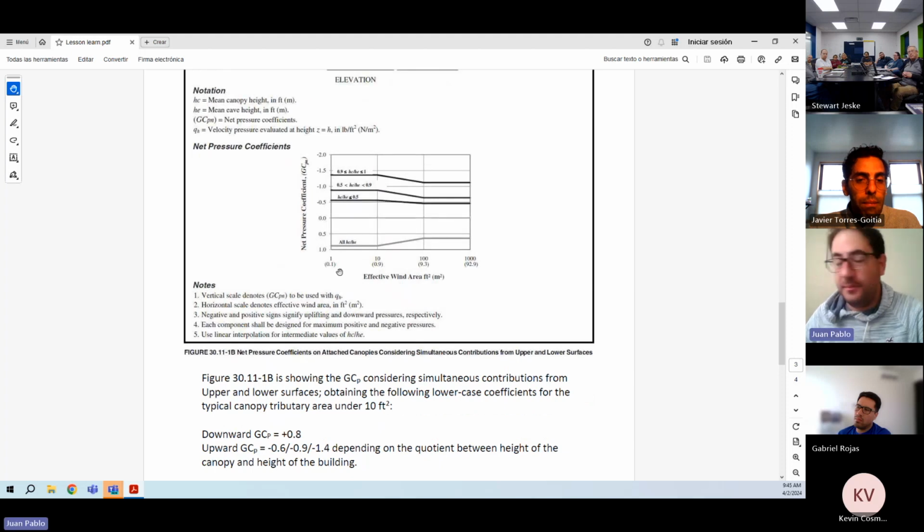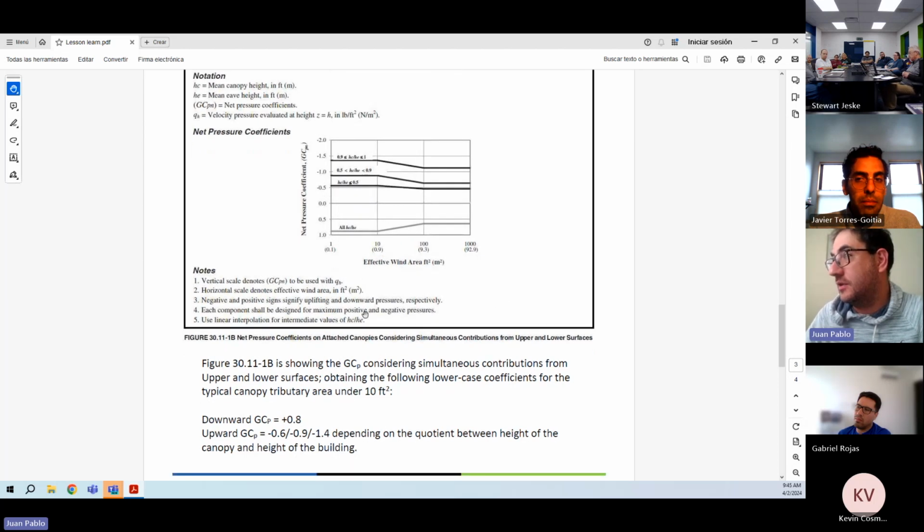Yeah, because one is pressure on the canopy and the other is suction on the canopy, so you can combine them. That could happen. That could be a load case. In this section, we're seeing the combined values. As the figure says, net pressure coefficients on attached canopies considering simultaneous contribution. So I was thinking that 1.4 was the top GCp that you could use, because it's combined.